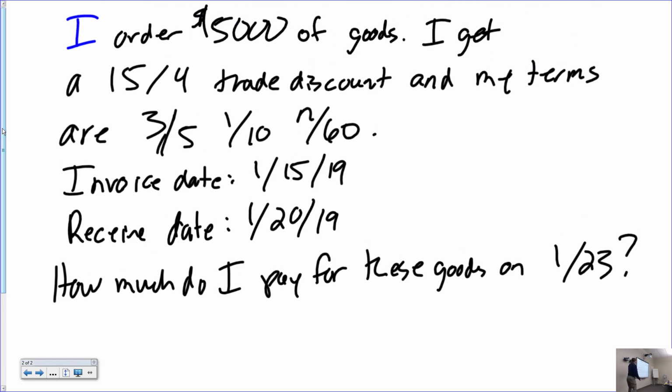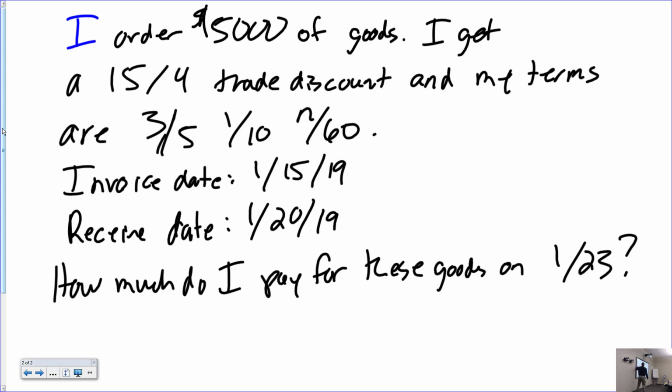So this is more along the lines of the type of questions you'll start seeing in the book, where they'll set up a problem, and sometimes they'll have a trade discount, sometimes they won't. Sometimes they'll have a chain trade discount, sometimes it'll maybe just be 1%. Whatever you have to have, these can vary for the most part. And all I'm doing is saying I'm paying the entire bill on the 23rd. How much do I pay?